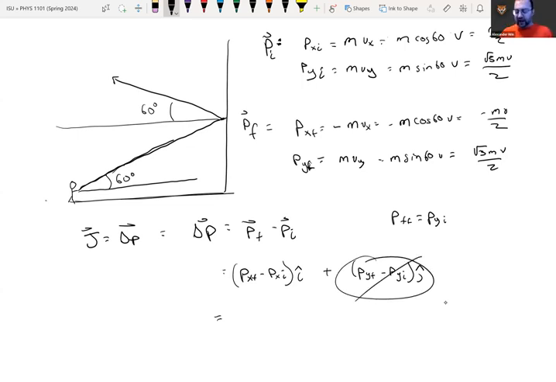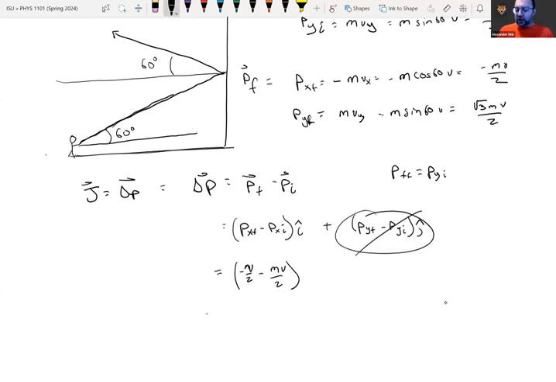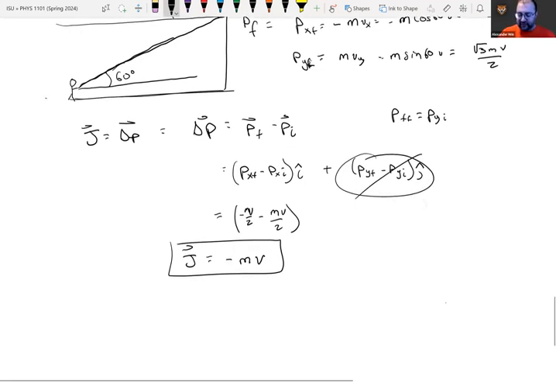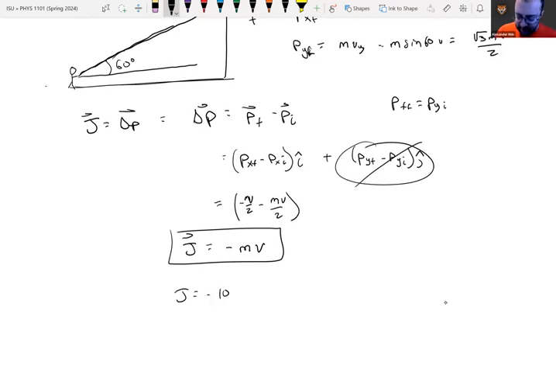So the only thing we have here is the x that's relevant. So it would be negative mv over 2, that would be the final, minus mv over 2. And when we solve this, we just get negative mv. Okay, so that is our change in momentum. It is negative mv. Now, what does the fact that it's negative mean? Well, we could say that our impulse right there is negative mv, or, plugging in the v, it would be negative 10m.